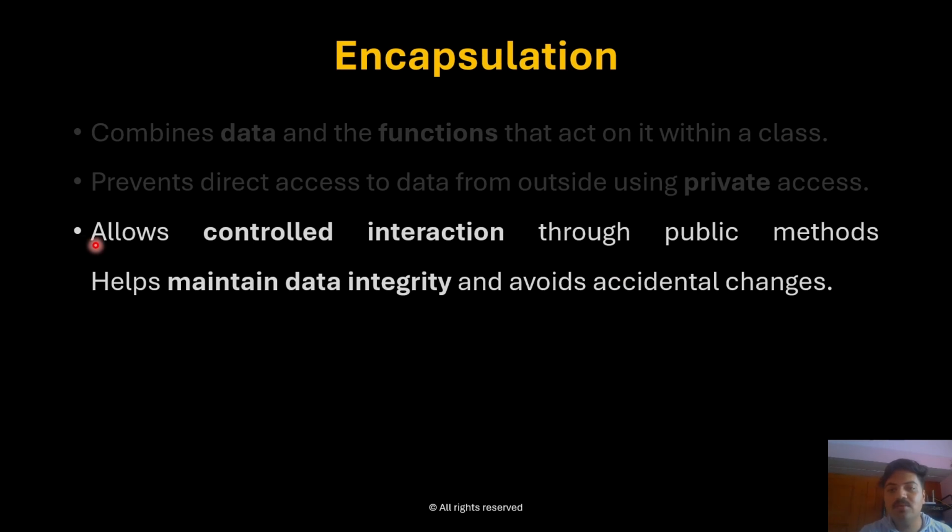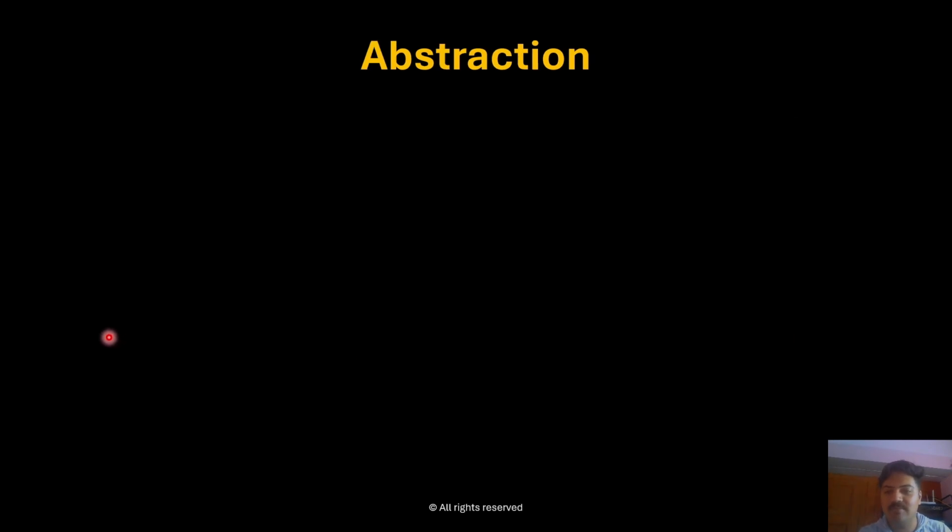So the interaction with methods is controlled. The data and the methods can only interact in a controlled way, which helps maintain data integrity and avoids accidental changes. Encapsulation helps keep the data safe, like data integrity, so that data is not changed during the program, and avoids accidental changes. It can only be changed when it is provided the proper access.